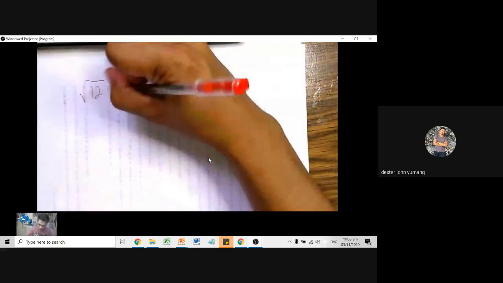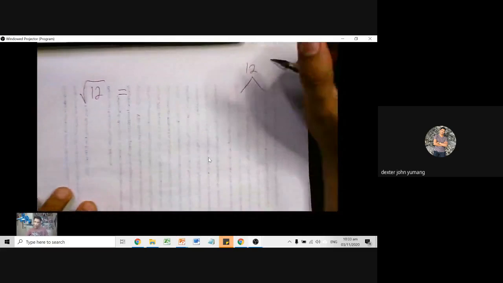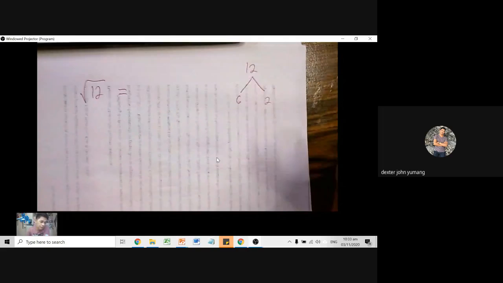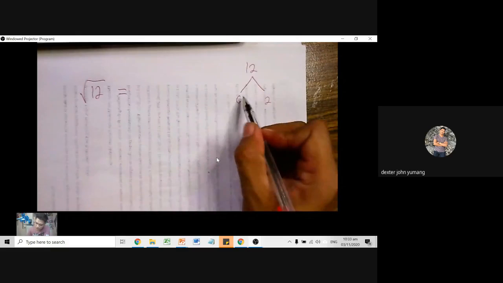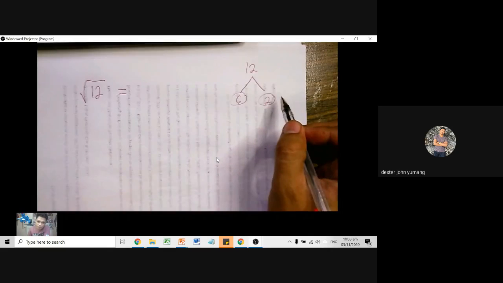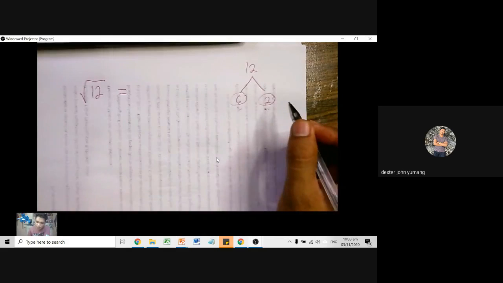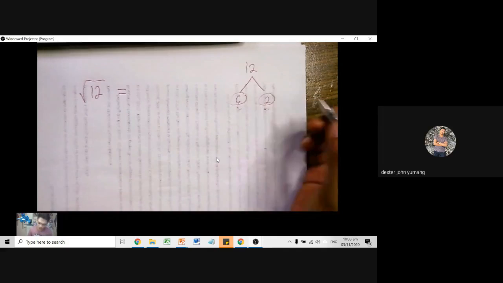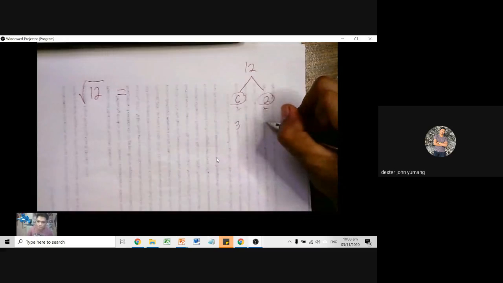Okay. Sa 12 po, ano po yung i-multiply nyo na ang sagot is 12? 6, sir. 6 at saka 2. Tama? Pero ang tanong ko, itong 6 ba perfect square? Itong 2 ba perfect square? Pag hindi po, alisin. Ano pa bang ibang number na pwede multiply para maging 12? 3. 3 at saka 4. 3 times 4 is 12.